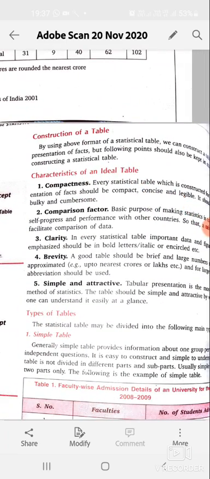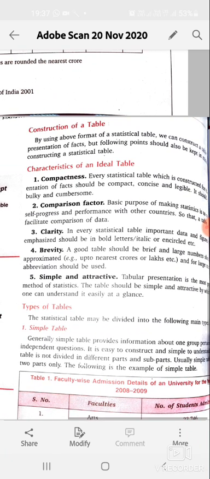Now what are the characteristics, what are the features, what qualities should a good table have? Let us discuss this. First one is compactness. Every statistical table constructed for the presentation of facts should be compact, concise, and legible. It should give us a clear picture. It should not be bulky or cumbersome, it should not be very large data, and should be precise and compact.